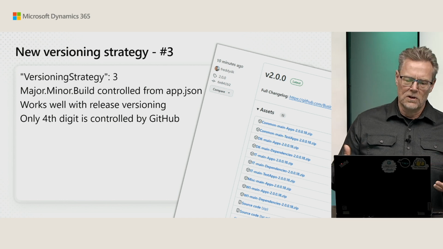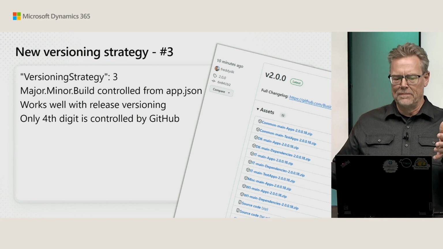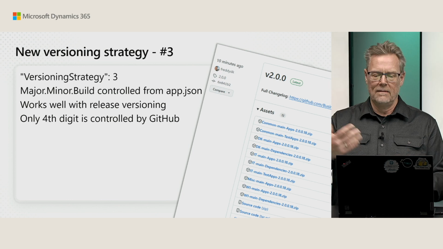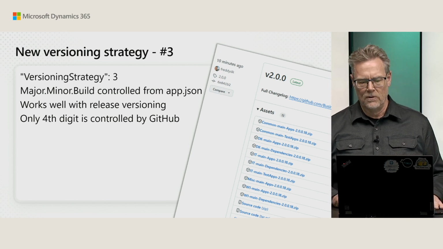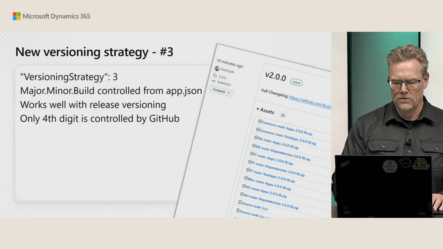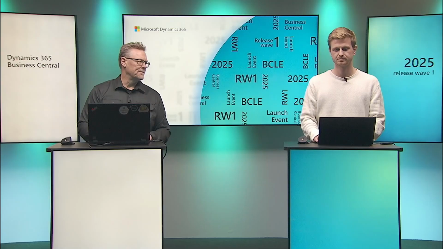So using versioning strategy 3, you will have major, minor, and build controlled by app.json. And then when you release, you will know exactly this is the version that I want to release, and you can specify that in your release, and the 4th digit will be the counter to run that. With that, over to Alexander.